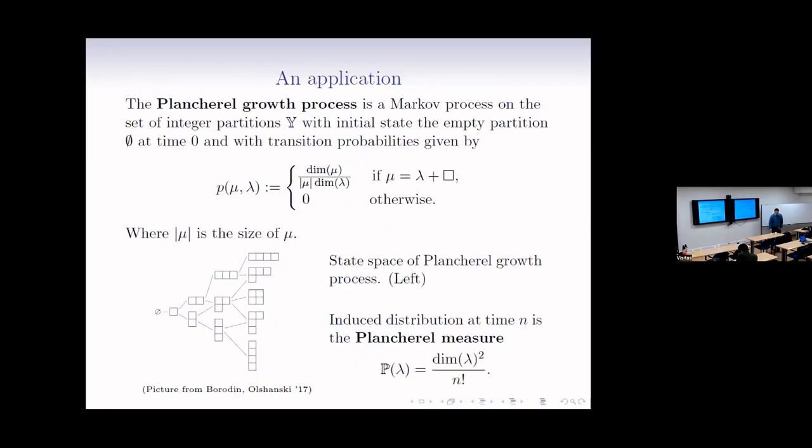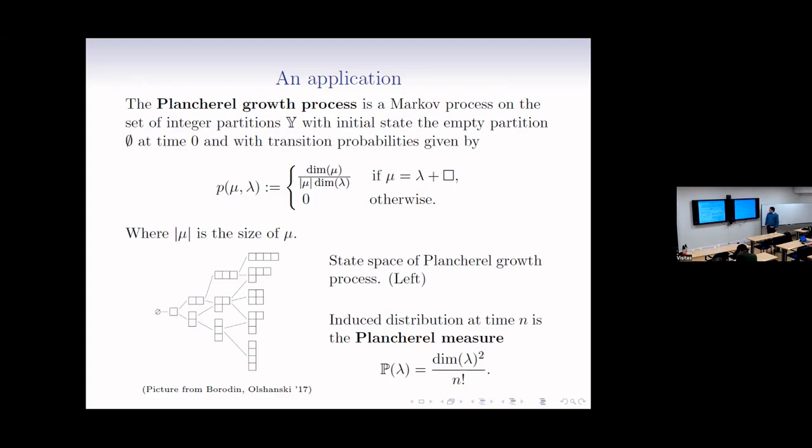So first, what is the Plancherel growth process? The Plancherel growth process is simply a Markov process on partitions. It starts from the empty partition. You can look at the graph you have here at the bottom left. Then we add a box at each step with a certain transition probability, which is given by the formula you have here. At each stage we have a partition, so we can only add boxes on corners. The transition probability is not particularly relevant right now. What is relevant is that if you take the induced distribution at a fixed time of this Markov chain, then you obtain precisely the Plancherel distribution.